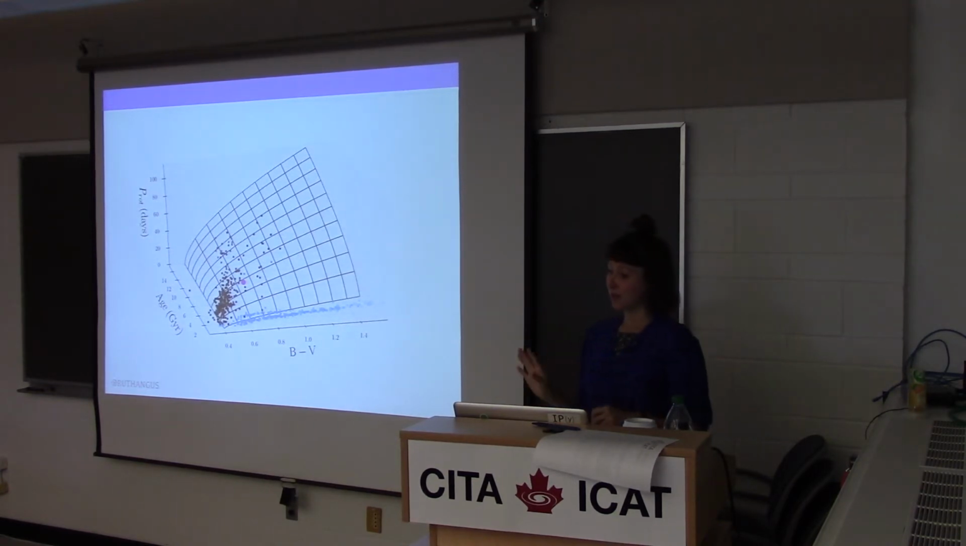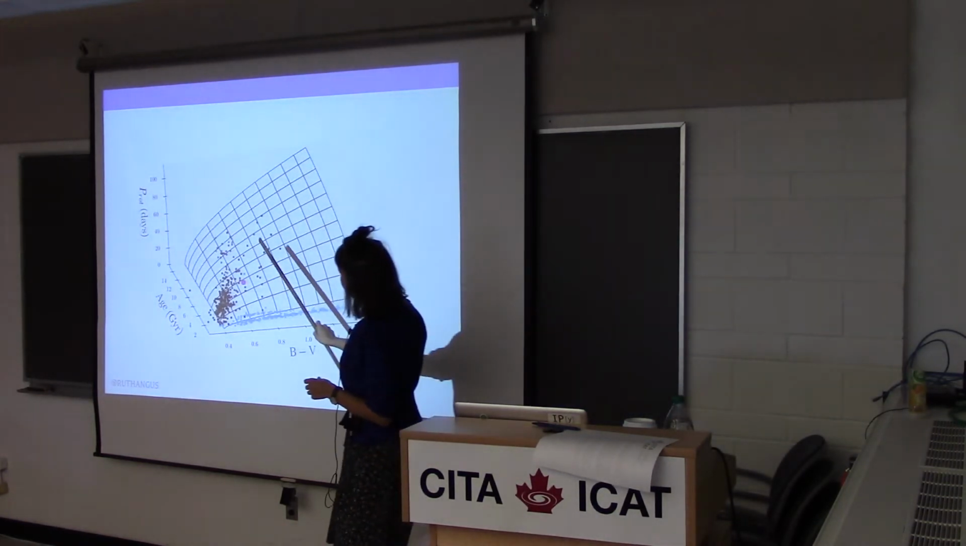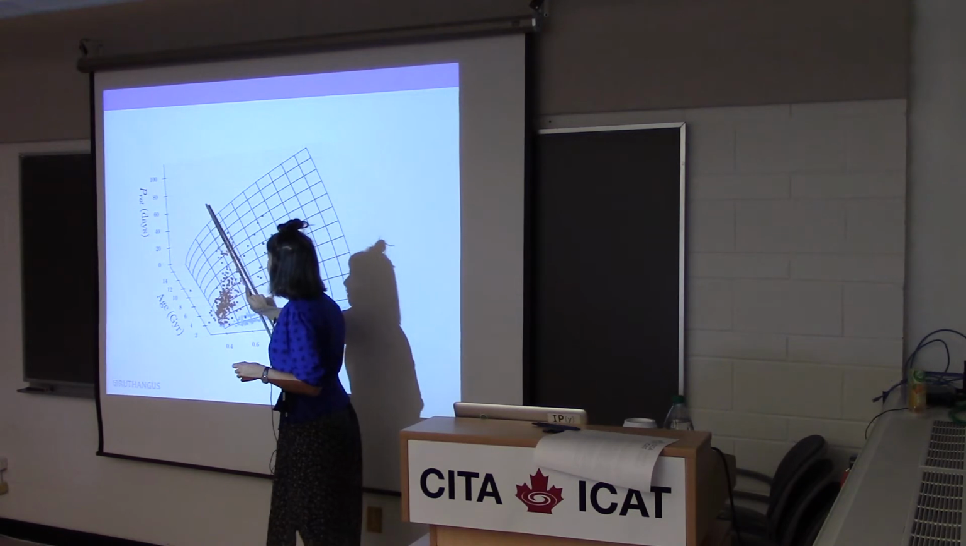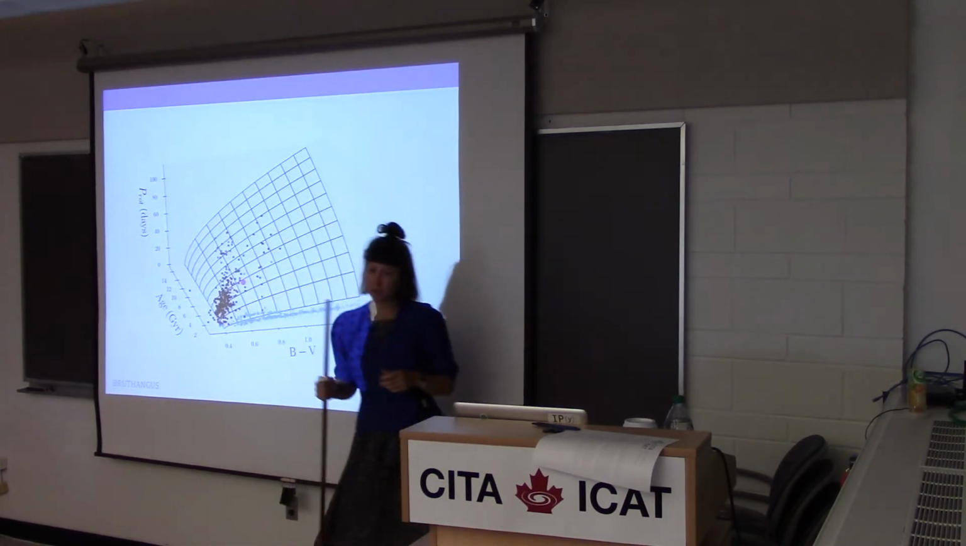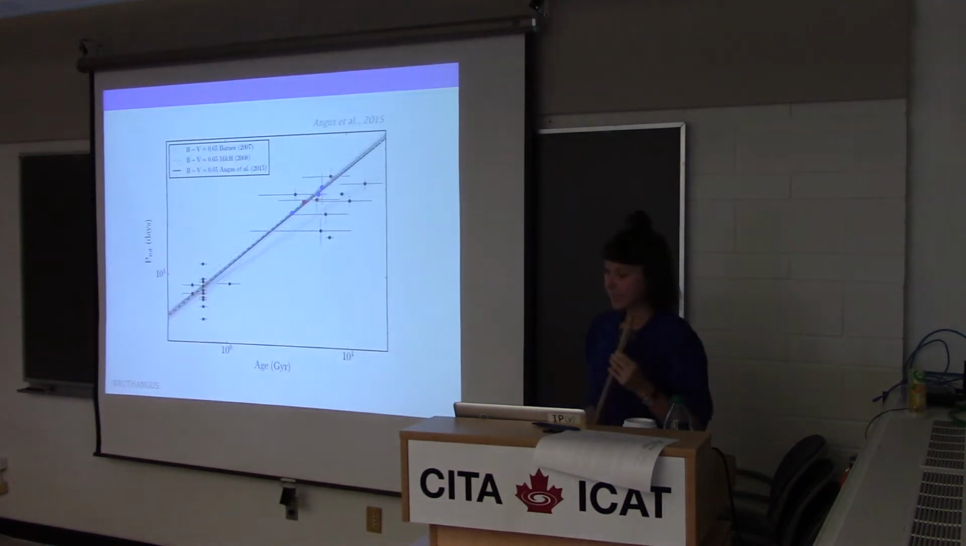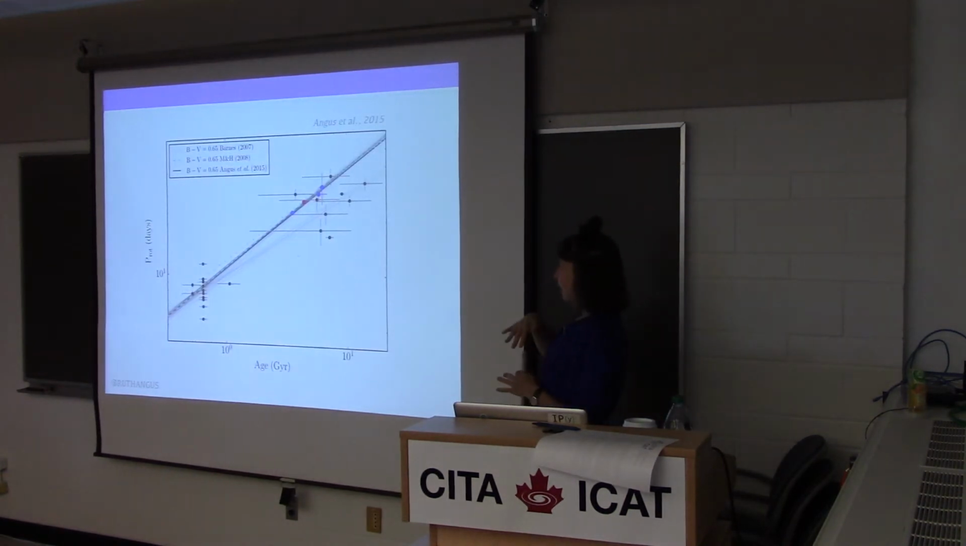So that was an important part of our analysis. Okay, in my next slide, I'm going to show you this slice through this plane. So stars at solar color over a range of ages and rotation periods. So this is rotation period versus age, now on a log-log scale, so it's a straight line.